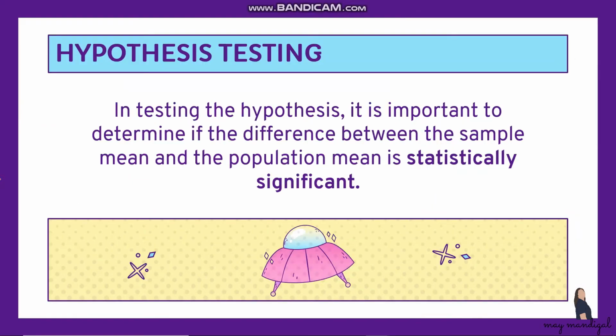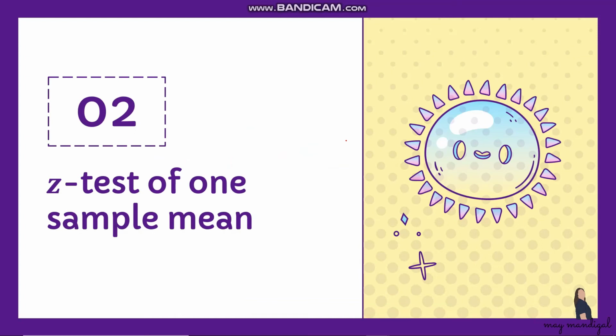In hypothesis testing, it is really important for us to determine if the difference between our sample mean and our population mean is statistically significant. What we want to identify is if the difference between these two values is really statistically significant, because these two values may not be the same. Let's say the one is 25, the other one is 30. We have to determine if that difference really matters or if it is really statistically significant. That's what we want to identify in our hypothesis testing.